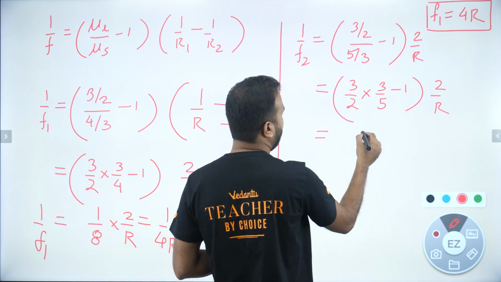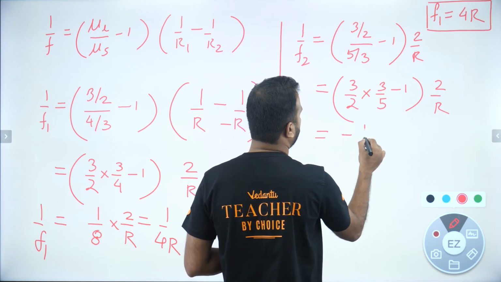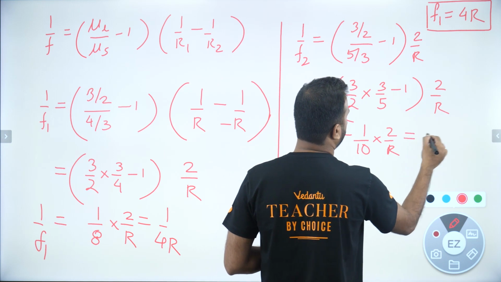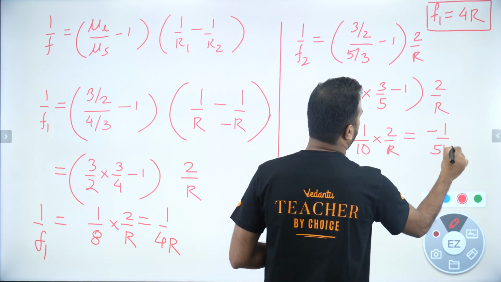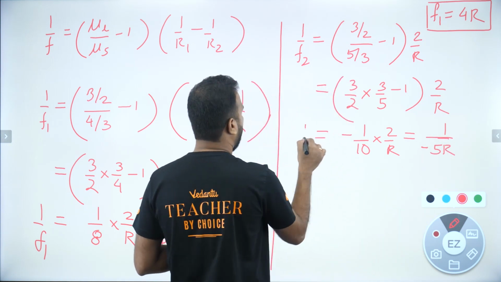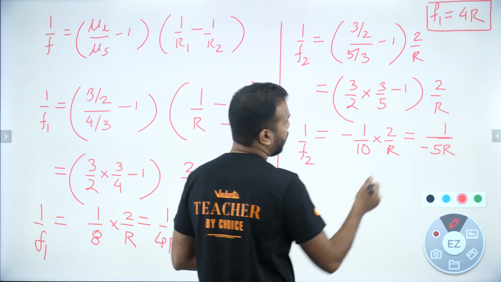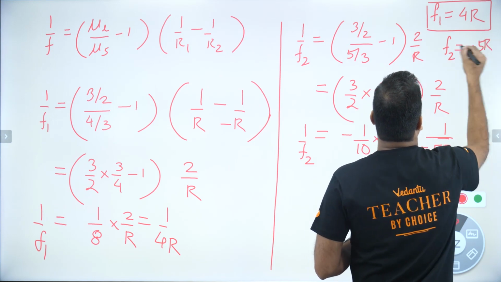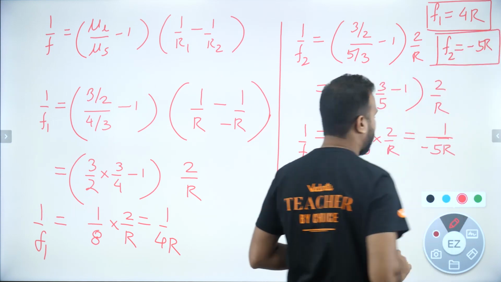So this is 9 by 10, that means it is going to be minus 1 by 10 into 2 by r. So this makes it minus 1 by 5r, or we can also write it as 1 upon minus 5r as 1 upon f2. This gives us the value of f2 as minus 5r. So f2 comes out to be negative, guys.